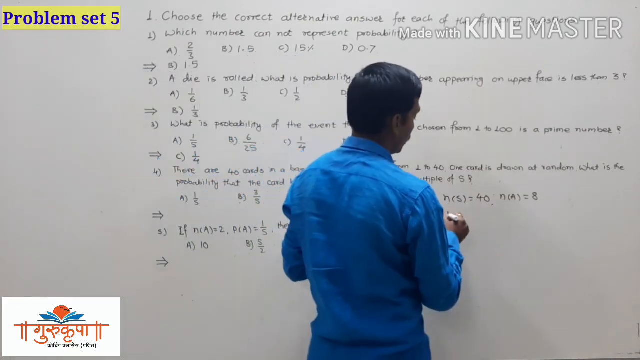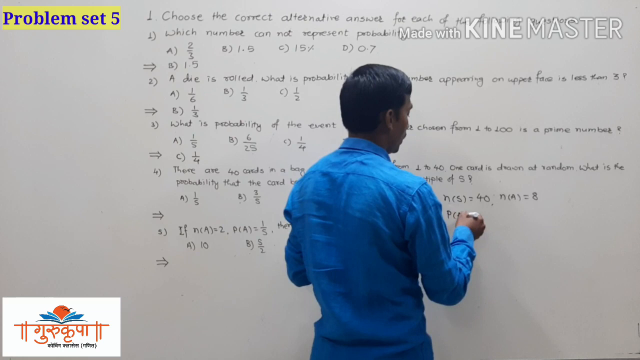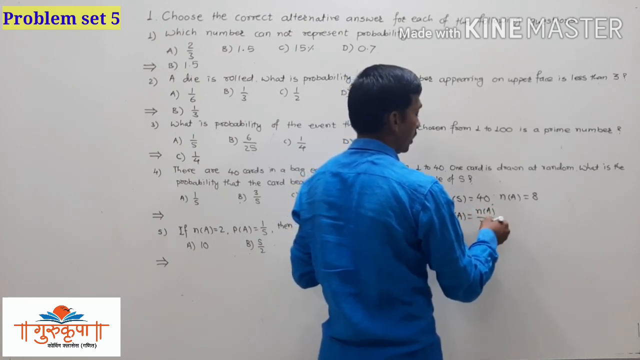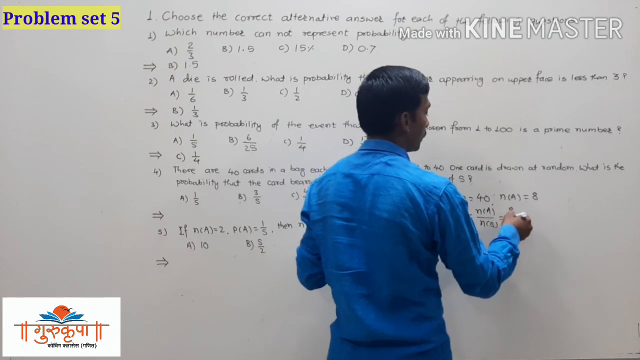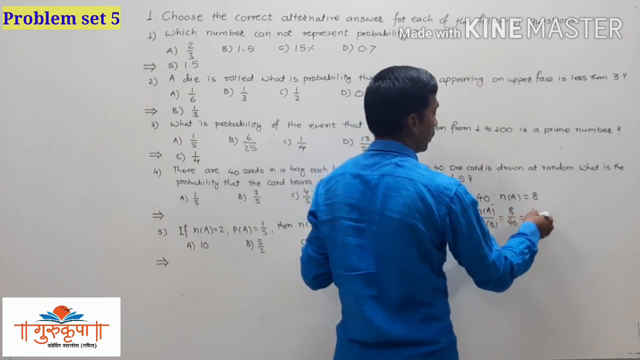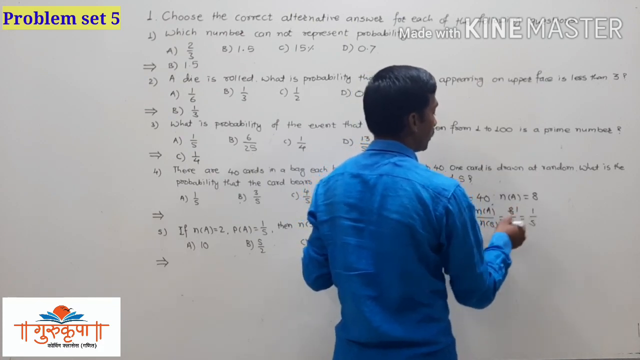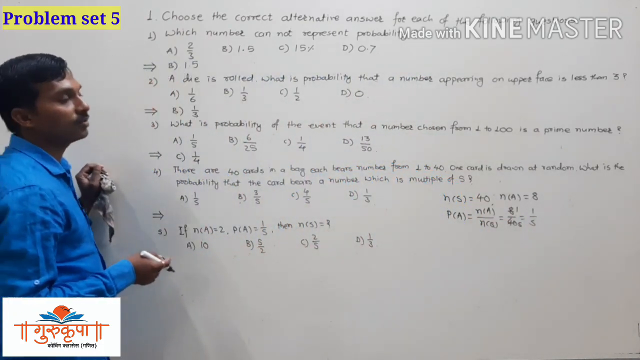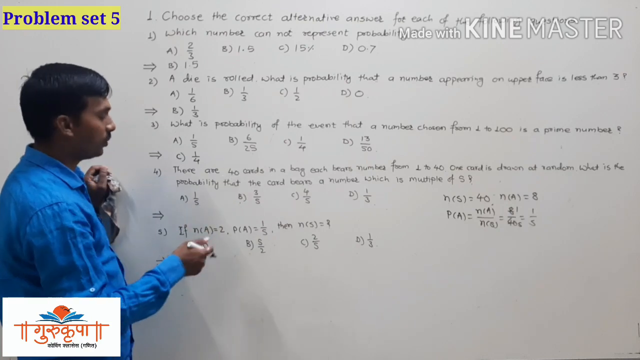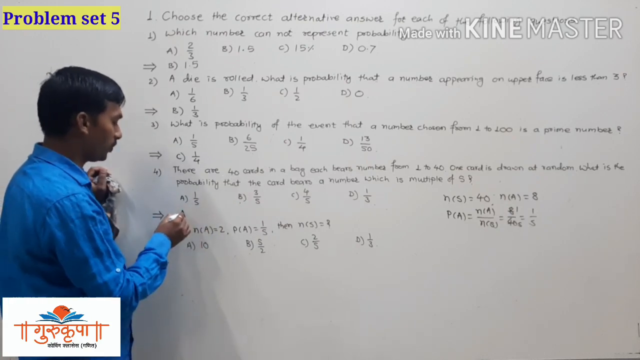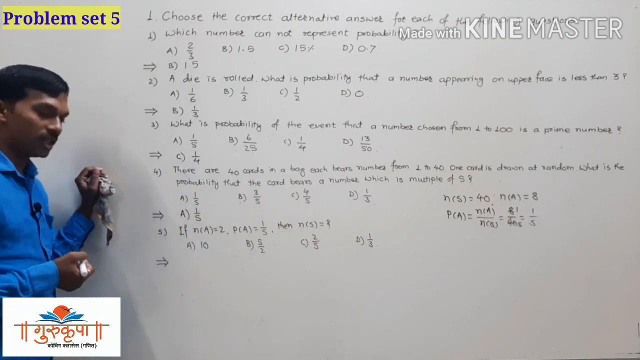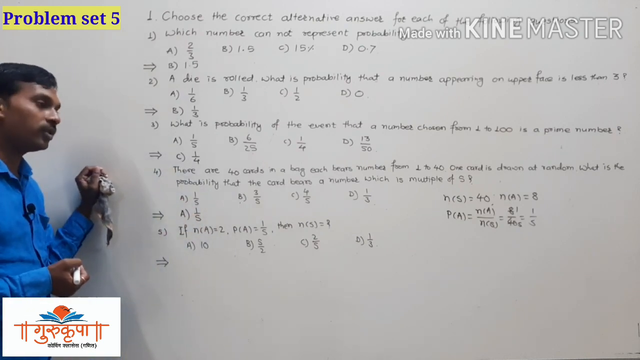So we find the probability of the event: P of A is equal to number of A upon number of S, that is 8 upon 40. So we have 1 upon 5, since 8 1s are 8, 8 5s are 40. That is the probability of the event that the card bears a number which is a multiple of 5. It is 1 upon 5, and the correct answer is option A, 1 upon 5.